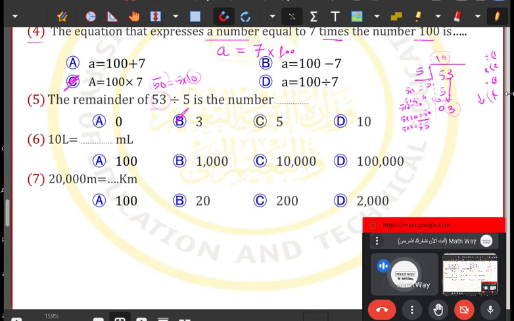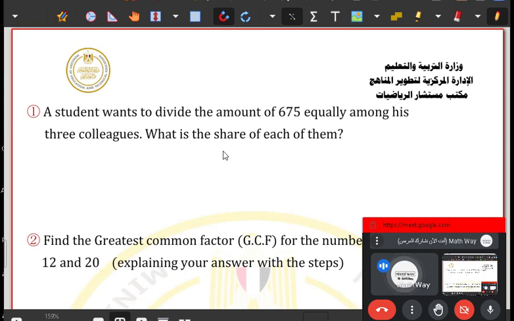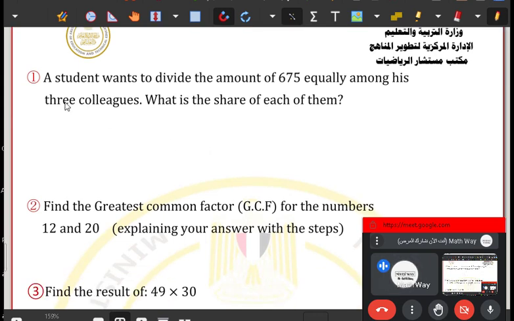Okay, question number 6. 10 liters equal how many milliliters? So it's going to be multiplied by 1000, so 10,000. 20,000 meters equal how many kilometers? So here we are going to divide by 1000, so cancel these 3 zeros with those, so it's going to be 20 kilometers. Now let's go to the essay questions.